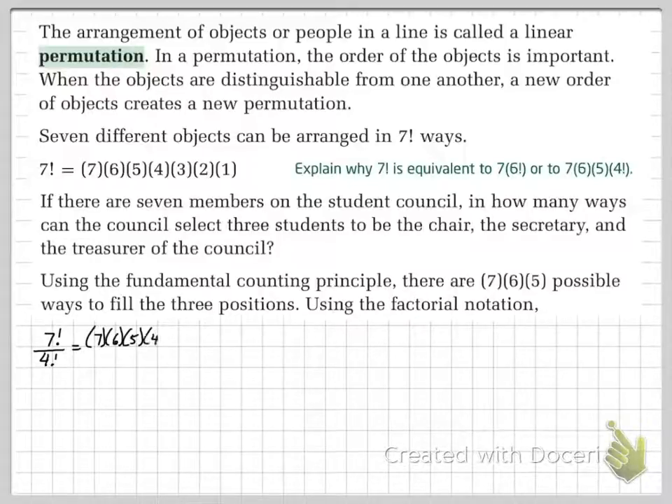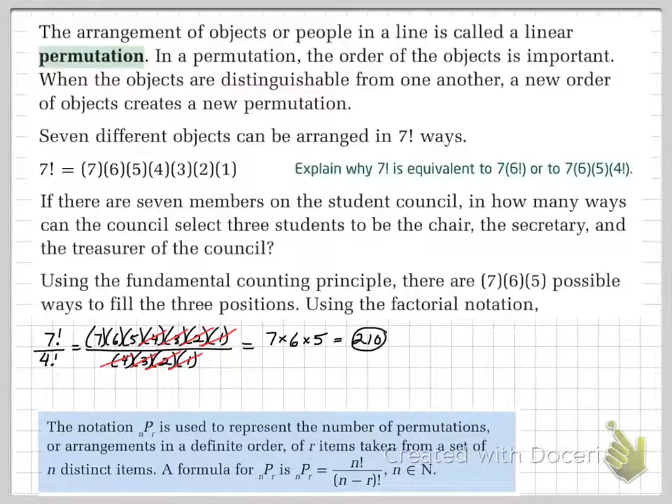7 times 6 times 5 times 4 times 3 times 2 times 1 over 4 factorial, which is 4 times 3 times 2 times 1, means that we can cancel the 4s, the 3s, the 2s, and the 1s, leaving us with 7 times 6 times 5, or 210 different possible combinations.